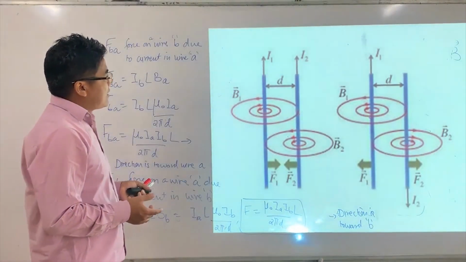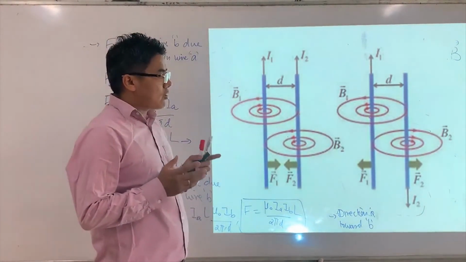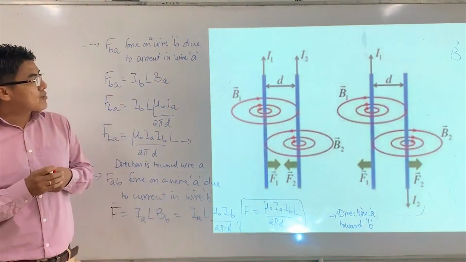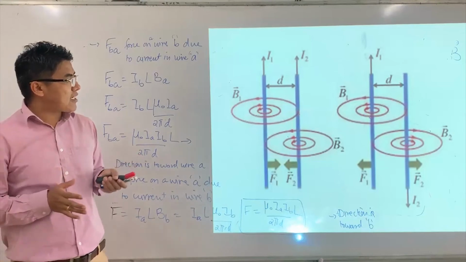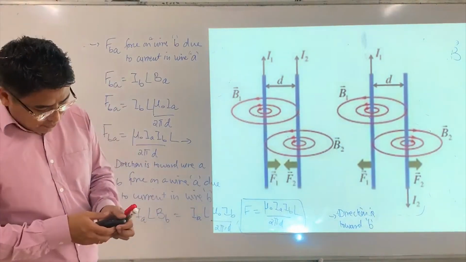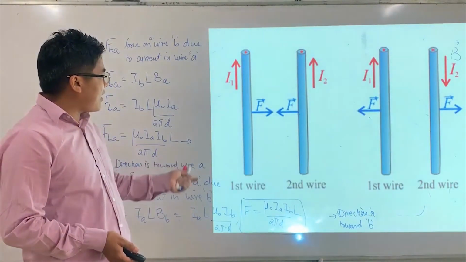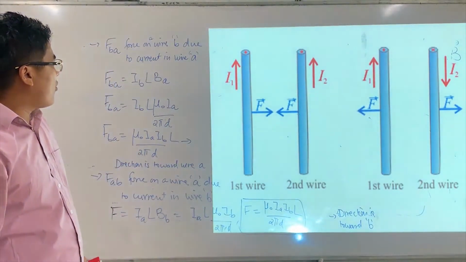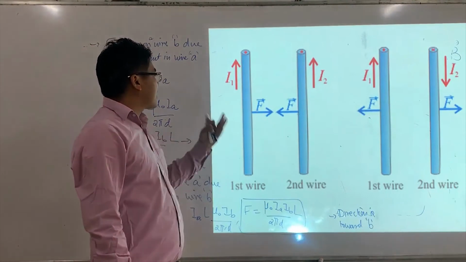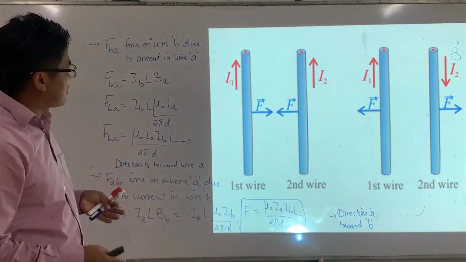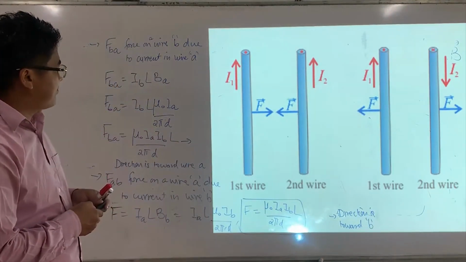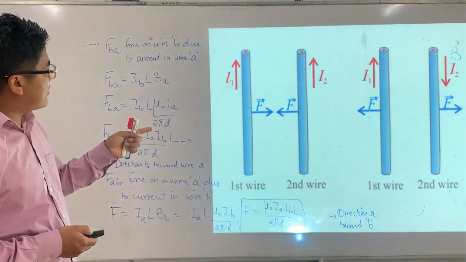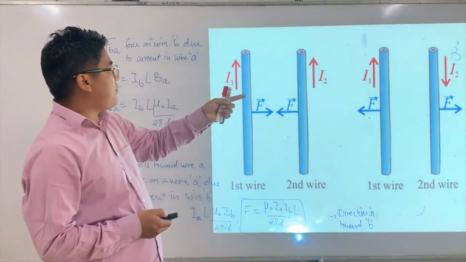If the two currents are along the same direction, you find attraction. If the two currents are in opposite directions, you find repulsion. Now we would like to define, again I have this. You can go and do this, get the directions and see where the forces are. One is parallel, another one is anti-parallel.